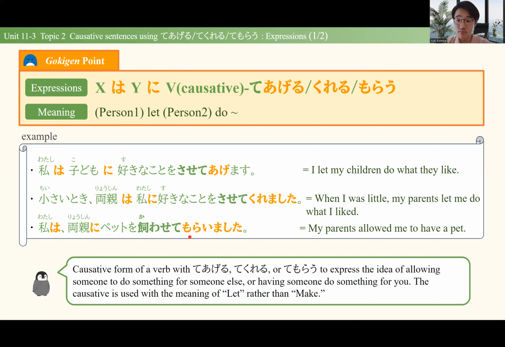Finally, 両親にペットを飼わせてもらいました。So もらう was receiving, right? It's もらう because you received the permission to have a pet from your parents. So this is pretty complicated, but you can always think the key point is the direction of the permission, in which direction the permission is given, who is giving permission to who. Think about that and try to use the correct verb, あげる, くれる or もらう.